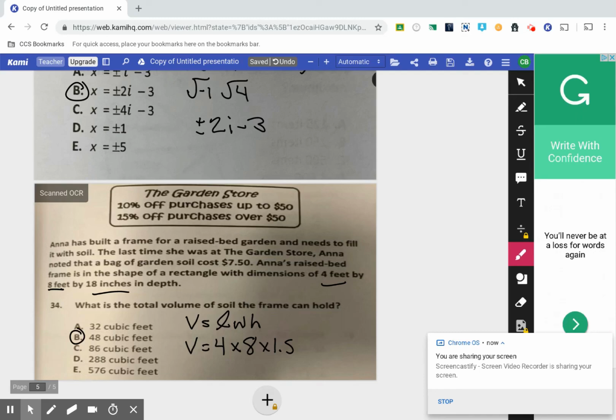So hopefully that's clear. I know they were in that middle section, so difficulty ramped up a little bit. Hopefully not too bad. Definitely things I think we should be able to handle.